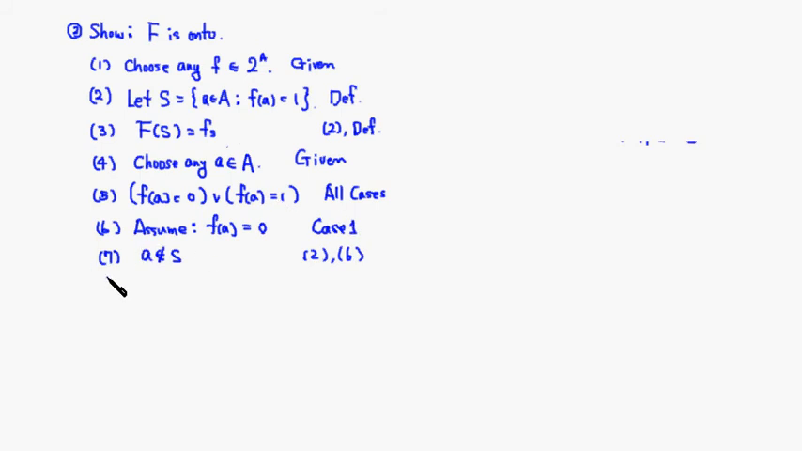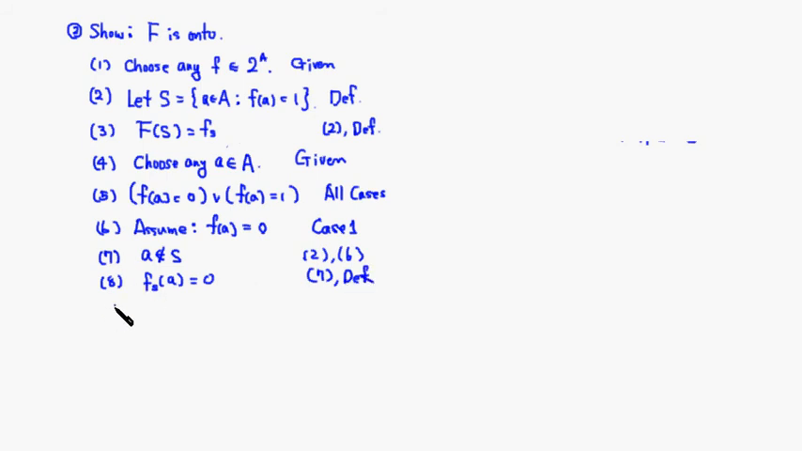So we know that 8, if you look at f sub S of a, since a is not in S, this is going to be equal to 0. Which means that f of a, which is 0, and at the same time f sub S of a is equal to 0. So f and f sub S agree with each other for case 1. So this is line number 7, just by the definition of f sub S.